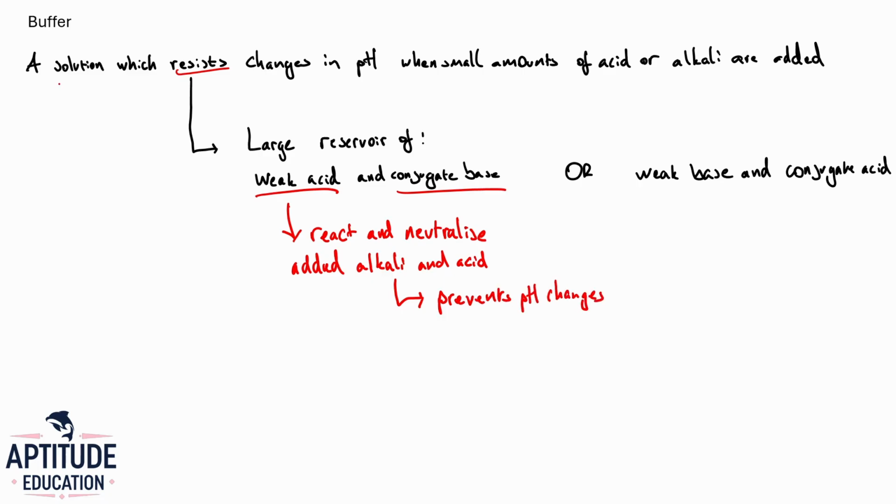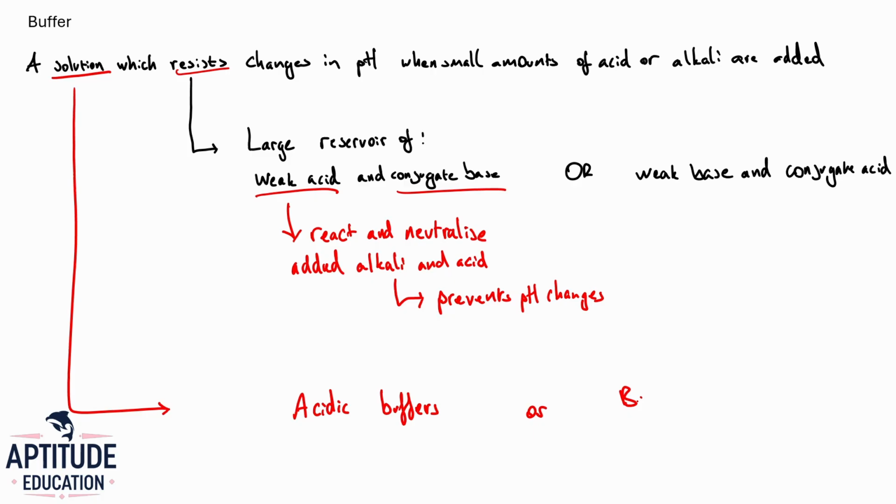I've also told you that a buffer is a solution, and there are two types of buffer solutions. There are acidic buffers and there are basic buffers. An acidic buffer is made from a weak acid and its conjugate base, and a basic buffer is made from a weak base and its conjugate acid.